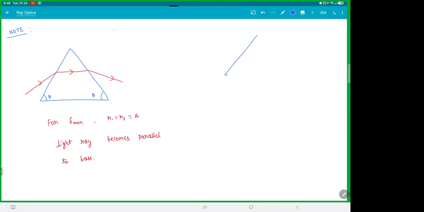But let's say these two angles are not the same, theta 1 and theta 2. Then it is not necessary. Then you can still have R1 equal to R2, but still this light ray need not be parallel.